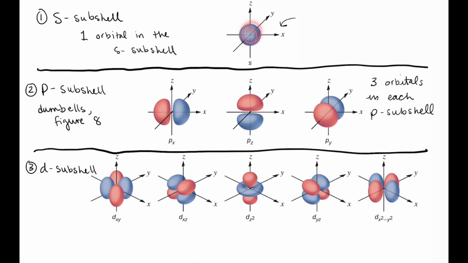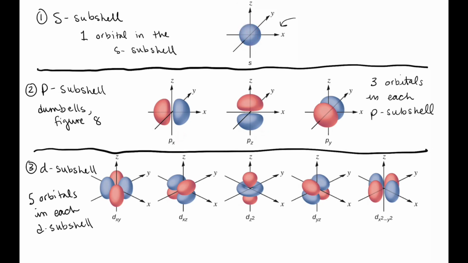You don't have to know these shapes. I would like you to know that S is a sphere and P are 2 lobes. Once we get here, I don't want you to have to worry about that. So all you have to know is that there's the D subshell. Generally looks like this, and that there are 5 of them. There are 5 orbitals in each D subshell.